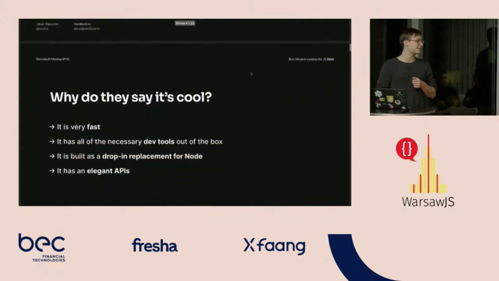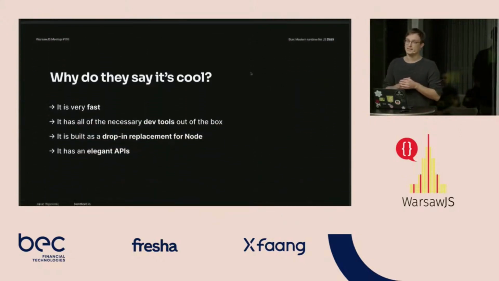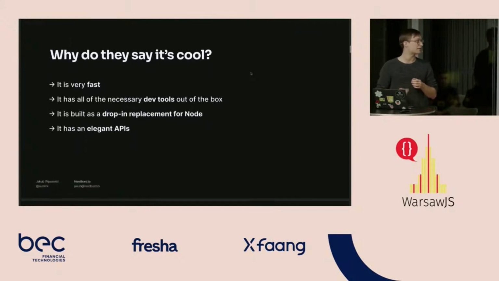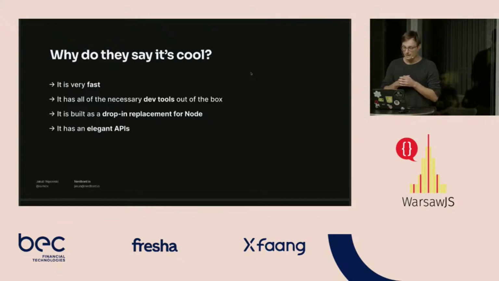Why do they say it's cool? Because it's very fast, and if you check the comparisons in their docs, it's really, really fast. It has all necessary dev tools out of the box, and it also has TypeScript out of the box, which is great. And it's built as a drop-in replacement for Node, so it's backwards compatible, and you can run Node apps in Bun as well, and it has elegant APIs.